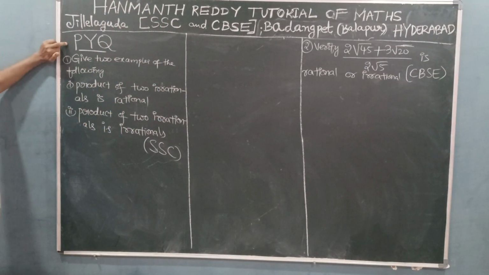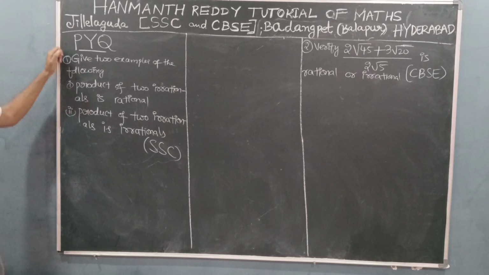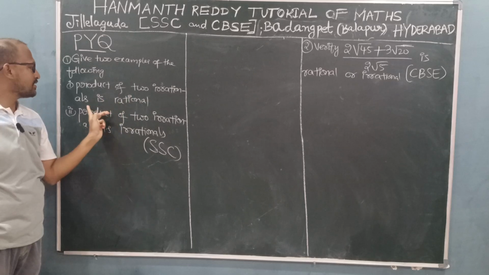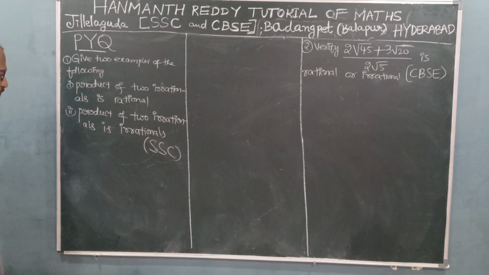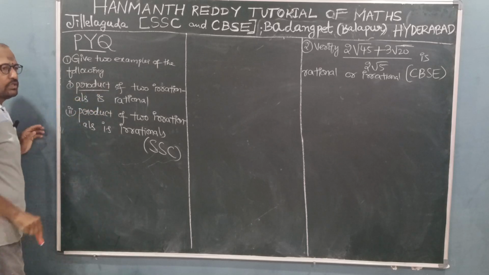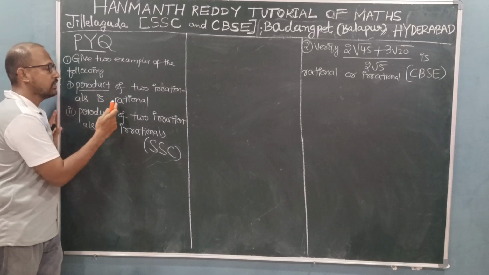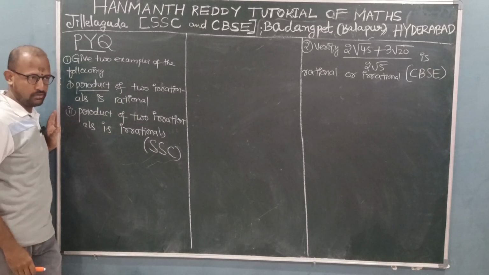The first previous year question is: give two examples of the following. Product of two irrationals is rational. So he is asking for the product. Product means in mathematics it is multiplication. Multiply any two irrational numbers, and the answer should become rational.